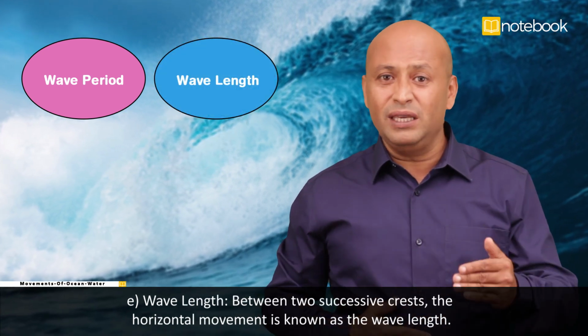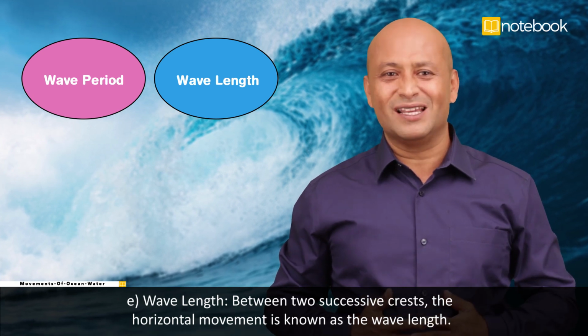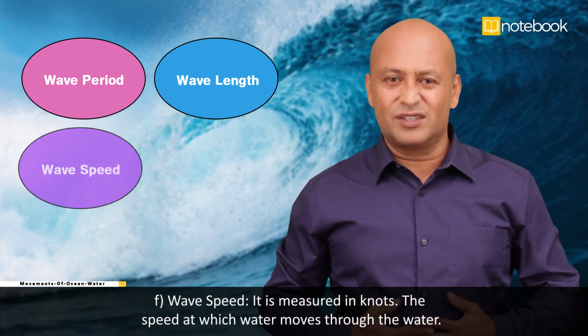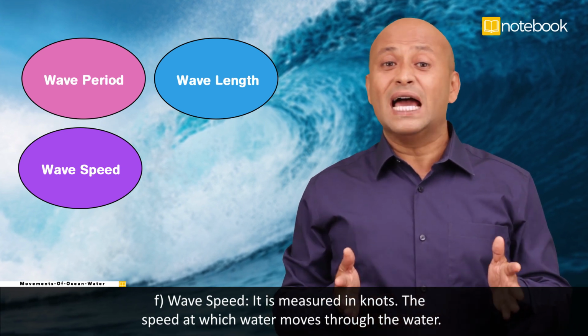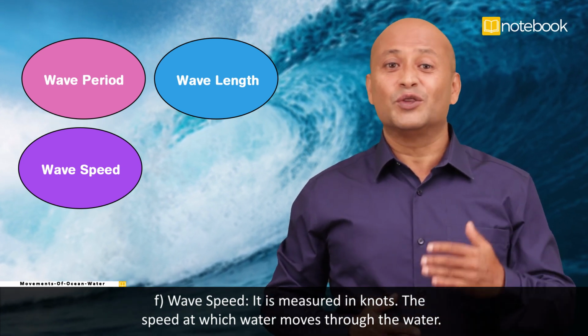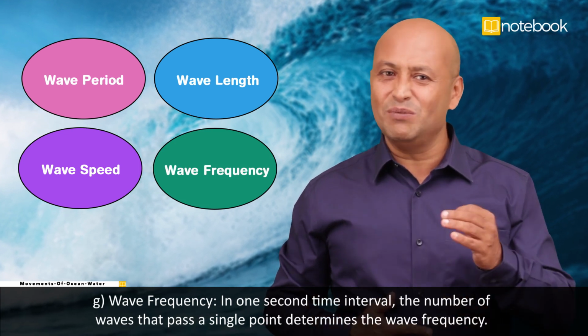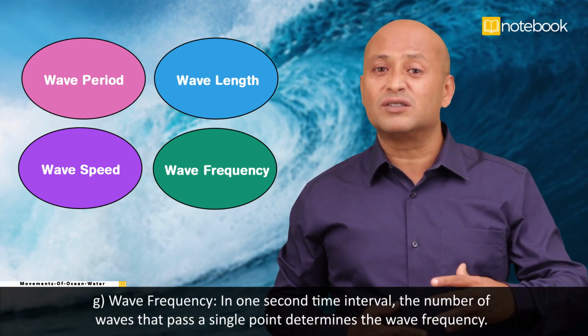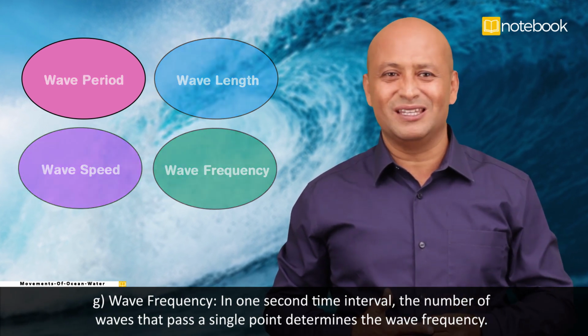Wavelength. The horizontal distance between successive crests is known as the wavelength. Wave speed. It is measured in knots, the speed at which a wave moves through the water. Wave frequency. The number of waves that pass a single point in a 1 second time interval determines the wave frequency.